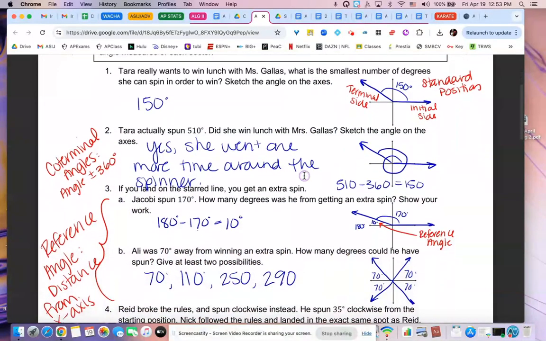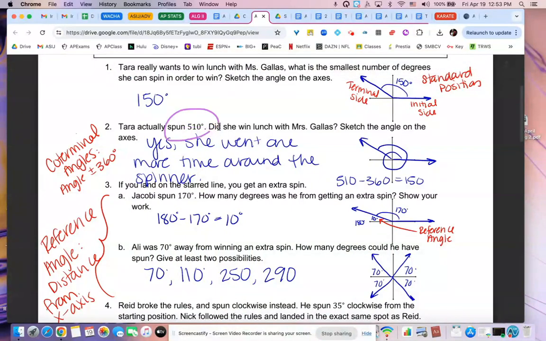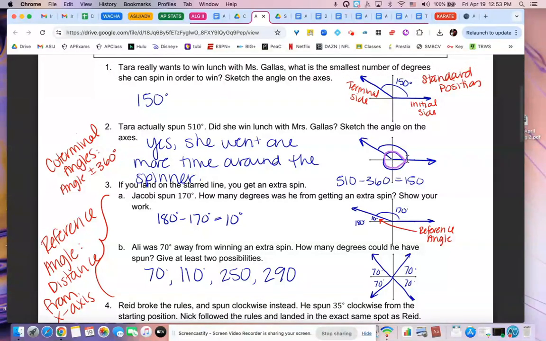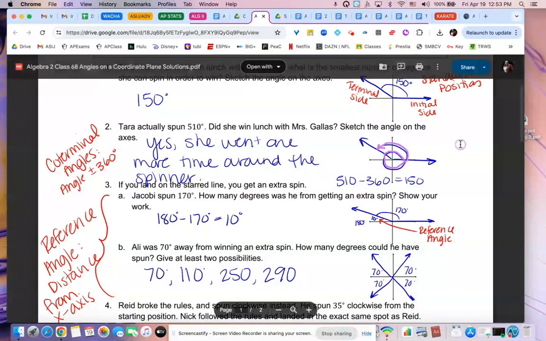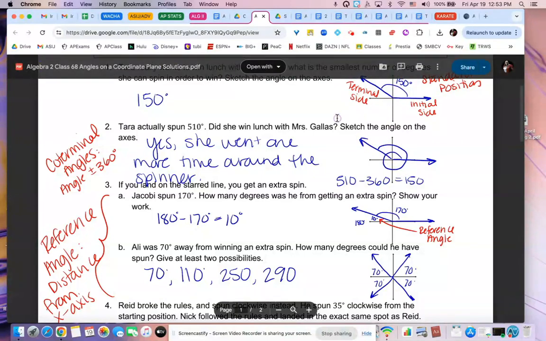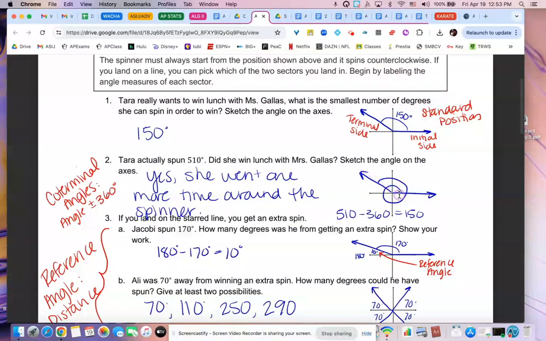Okay, so let's say they actually spun, not 150 degrees, but 510 degrees. What does that look like? All right, so that means you went around. You can see here we went around a full circle to get 360, plus another 150 to make 510, right? 360 plus 150, that's 510. So you're going around more than once, right? And you end up exactly the same place as you did on the previous question. So these are what we call coterminal angles.